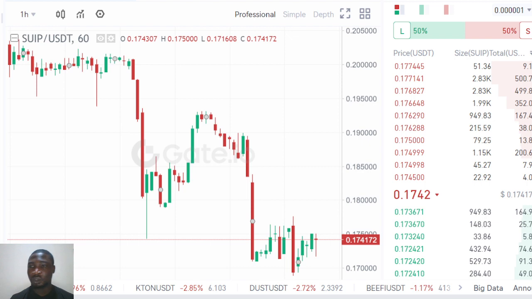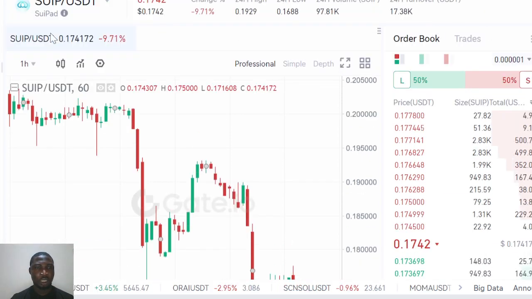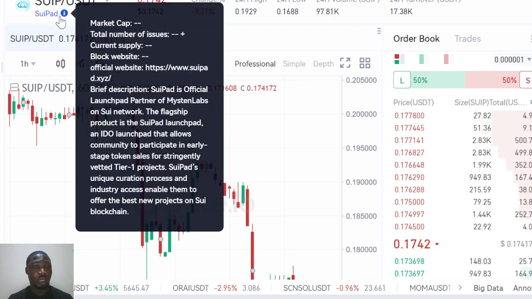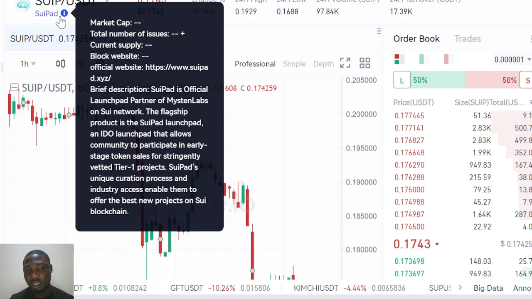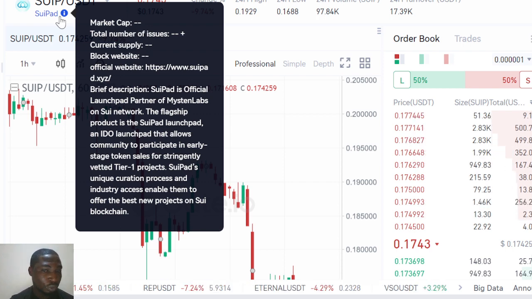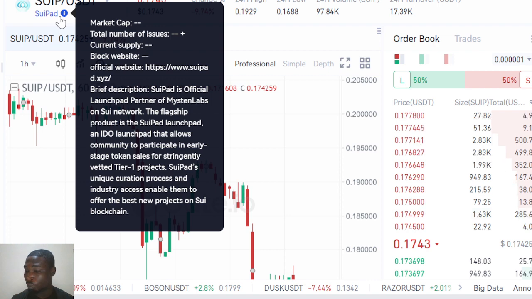Now, in talking about the analysis of this token that we're looking at in our discussion today, what do we understand by this SUIP swap? This is an official Launchpad partner with Mystery Lab in the SUI network, and the flagship protocol is the USWAP Launchpad, which allows communities to participate in early stage token pre-sales. USWAP offers the best new projects in the SUI blockchain.